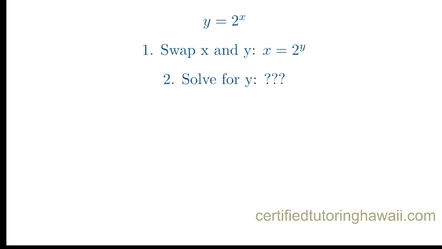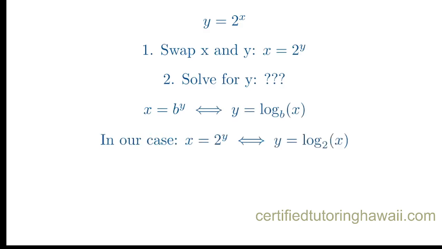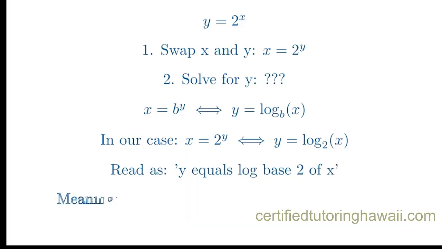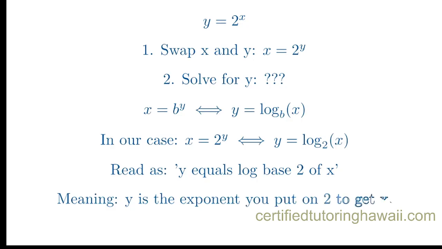It's called the logarithm. By definition, a logarithm is the operation that answers the question, to what power must I raise this base to get this result? So, in the equation x equals 2 to the y, the exponent y is what you get when you apply the logarithm with base 2 to x. This is read as y equals the log base 2 of x. It means y is the exponent you put on 2 to get x. This new function, y equals log base 2 of x, is the inverse of the original exponential function, y equals 2 to the x.